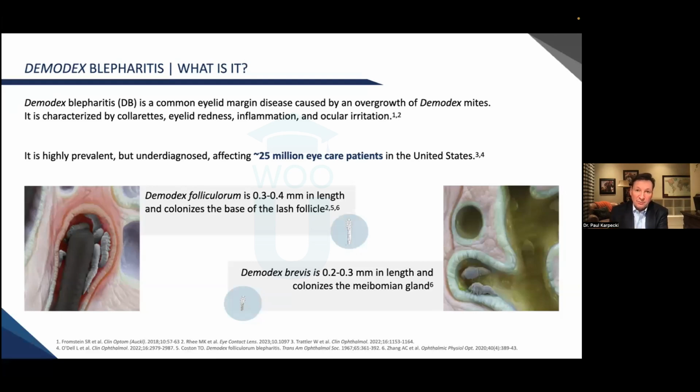25 million people in the US should have this. It should be 58% of all people that come into our offices when you have patients looking down at the slit lamp to look for it. And there's two forms. We talked about this earlier, follicularum and brevis. Brevis loves to get into sebaceous glands. That's why you see it in a lot of rosacea patients, and in the meibomian glands. The follicularum form gets in the follicles, like the lashes.